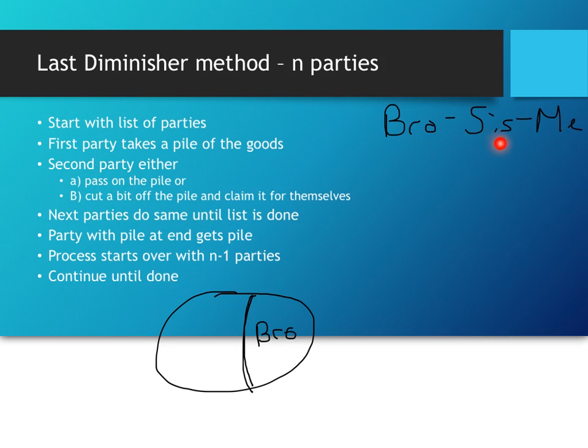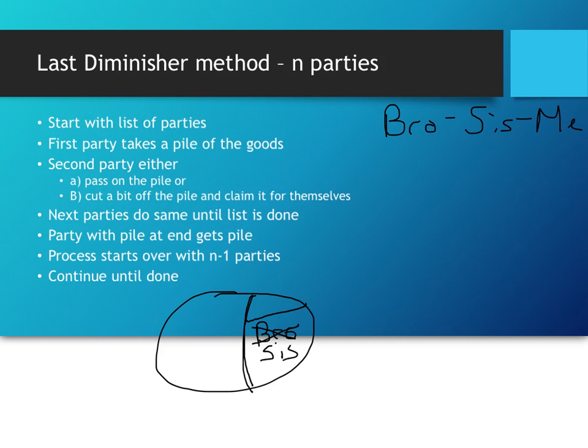Now, the next party either passes on the pile. They say, you know what? That looks like less than 1/3 to me, so I'm perfectly comfortable with you taking it. Or what they say is, well, that looks like a huge amount. So instead of that pile, maybe my sister cuts it off and says, well, I'll take a little bit less than that, and I think that's a third. Okay?